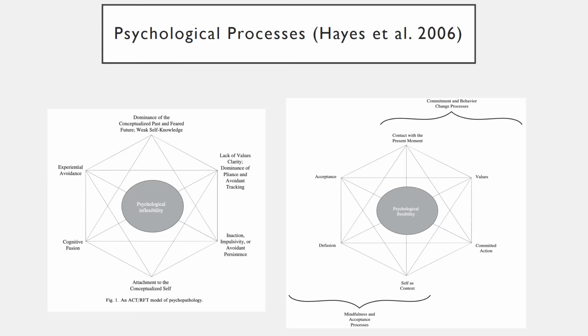The different processes can be grouped into commitment and behavior change processes, or mindfulness and acceptance processes. The mindfulness and acceptance processes involve acceptance, diffusion, contact with the present moment, and self as context. And these are basically the behavioral definition for mindfulness. The other group is contact with the present moment, self as context, values, and committed action. That's when you start to put it into action, or really change the behaviors you're looking to change.